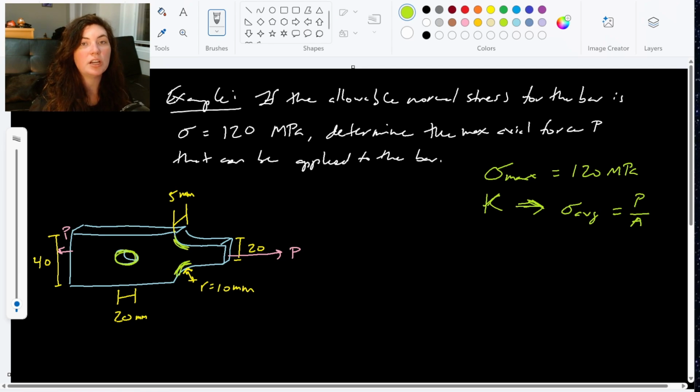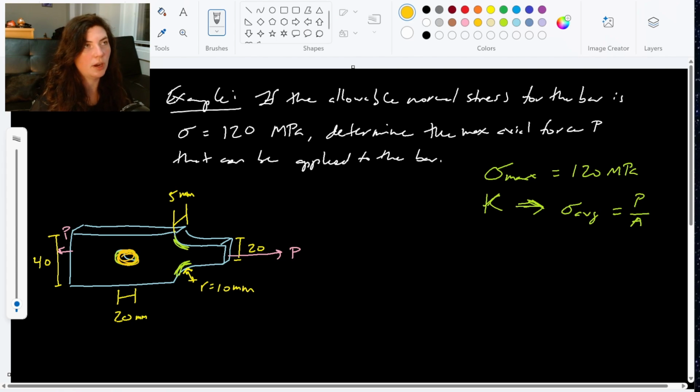So we're going to have to check both cases to see which one is the limiting case, right? We're going to have to see if the hole or the narrowing down allows less loading to happen. So what we'll do is go ahead and check our, it doesn't really matter which one you do first, you have to check both of them to see which one is lower.